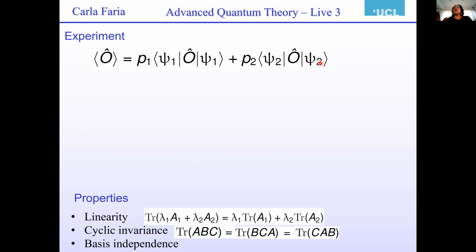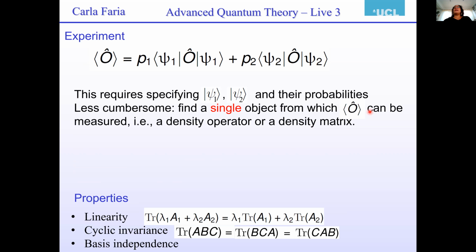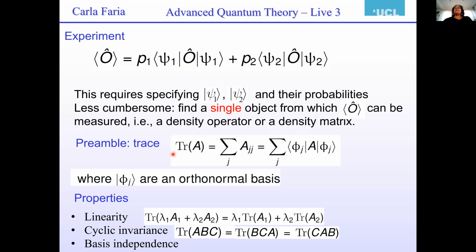So in real life, you would have something like that, which is cumbersome, because you have to use two state vectors, calculate your expectation value in terms of these two state vectors, and then put the probabilities in front. What you would like to have is a single mathematical object from which you can calculate this expectation value of O. And this will be a density operator, a density matrix. One thing that we need to use for that are the traces. If you have the trace of an operator A, this is the sum of the diagonal elements of that operator in matrix representation, in an orthonormal basis. You have cyclic invariance, basis independence, and linearity.